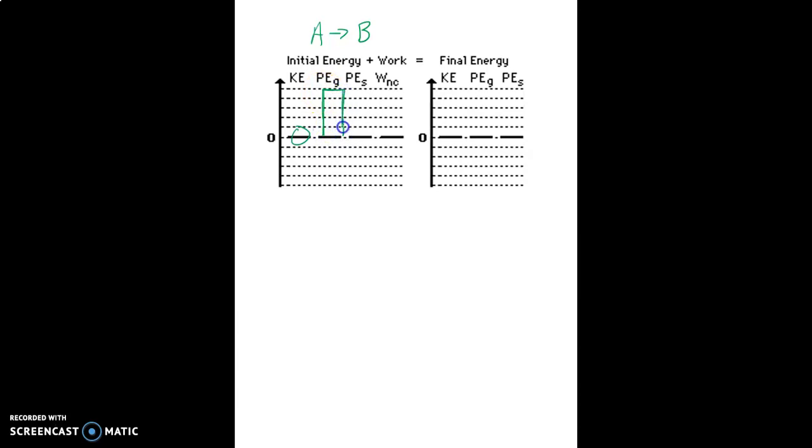So put a big bar in there. Let's see, that's 1, 2, 3, 4, 5 lines high. No spring potential energy. No work was done by non-conservative forces, as we talked about before. Kinetic energy. Well, it had some kinetic energy. And then, what about gravitational potential energy at the end? This is at point B. Okay, so this is, initial is A, and final is at point B.